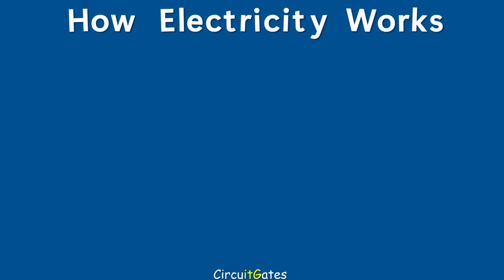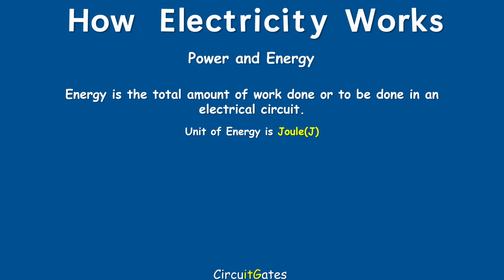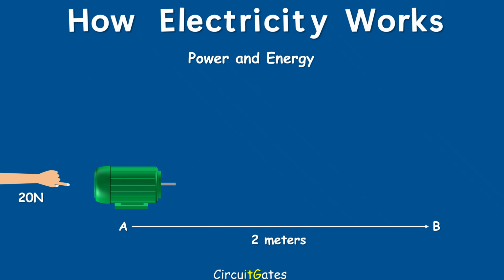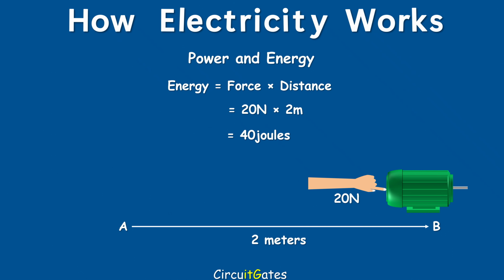Let us look at power and energy. Energy is the total amount of work done or to be done in an electrical circuit. Energy is measured in joules. Energy exists in many forms such as mechanical and electrical. Let us have an example in mechanical. In this example, we want to find out the total energy required to move an object through a distance of 2 meters by a force of 20 newtons. The total energy is found by the product of force and distance, which is 40 joules.